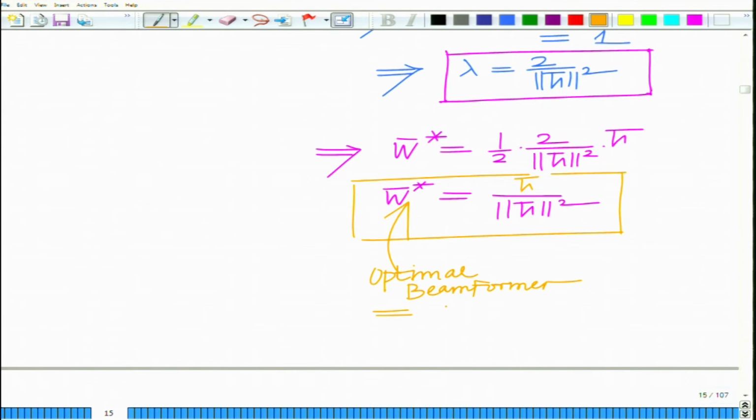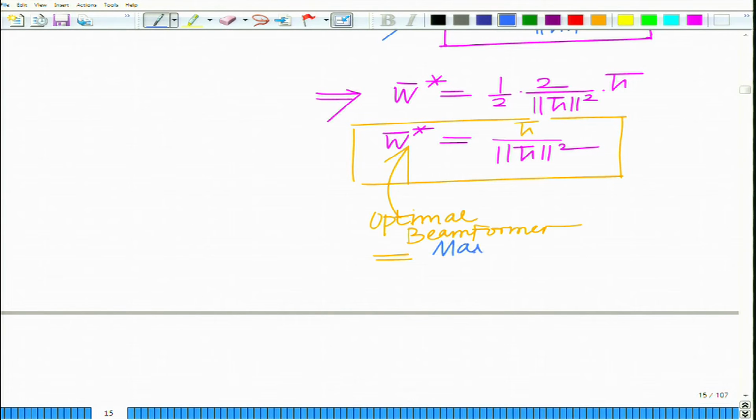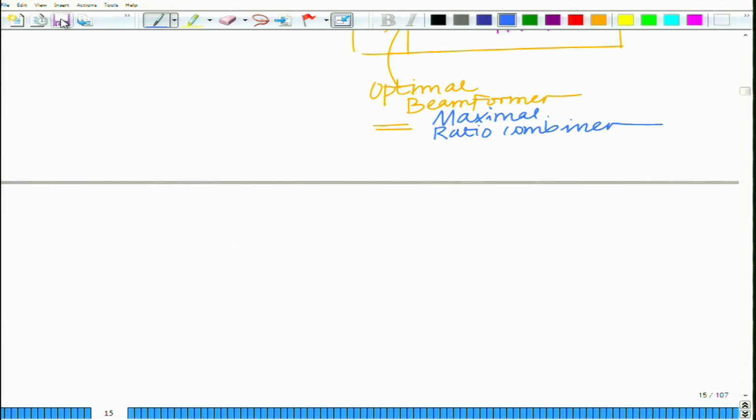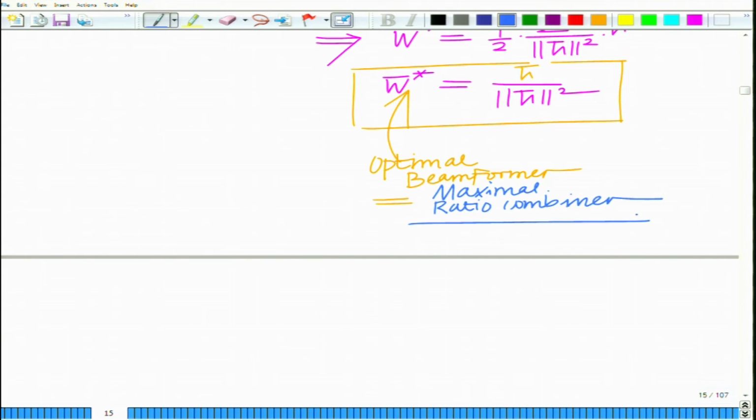This is also termed as the maximal ratio combiner, because this maximizes the signal to noise power ratio. So, that gives us the optimal beamformer, which is H bar divided by norm H bar square, that is a maximal ratio combiner. It is known as the maximal ratio combiner because it maximizes the SNR, employing the beamforming. It maximizes the SNR at the output of the beamformer.